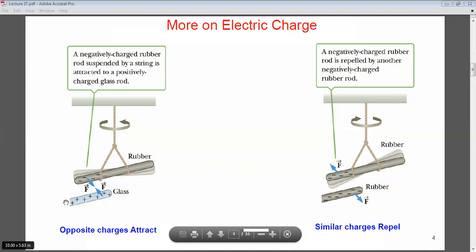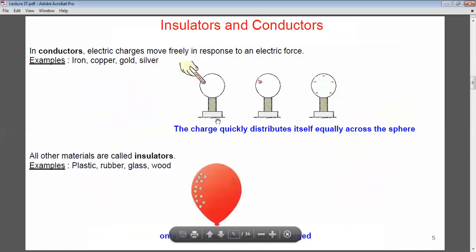On the other hand, they observed that a negatively charged rubber rod is repelled by another negatively charged rubber rod. So overall, they observed opposite charges attract each other, similar charges repel each other. Okay? Now, let's talk about insulators and conductors. Perhaps you already know this, but let's mention it quickly.